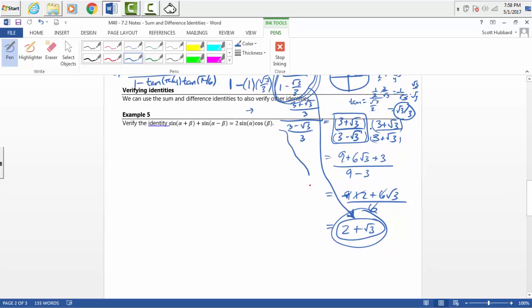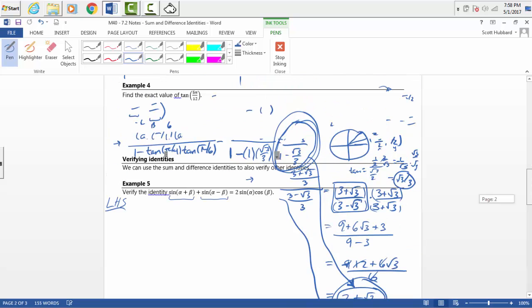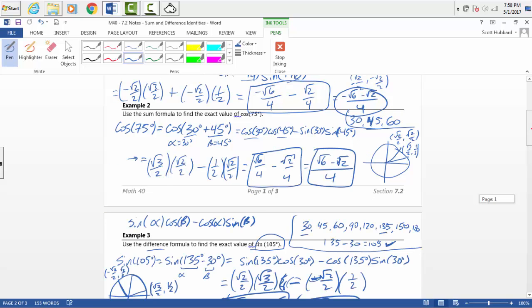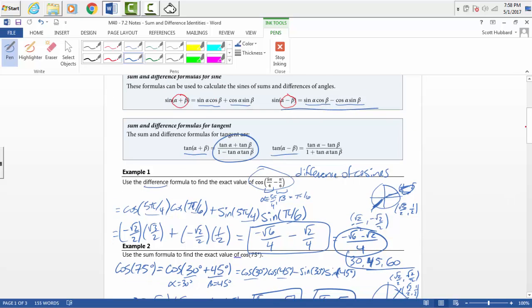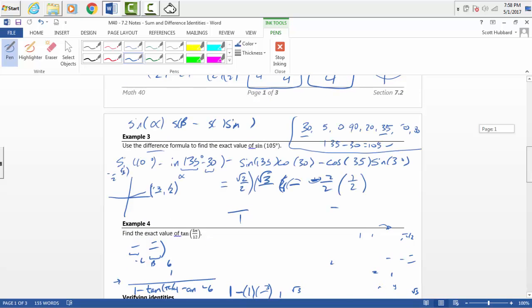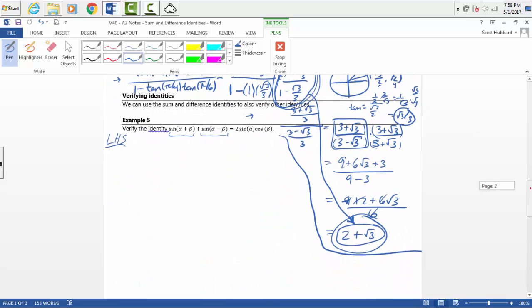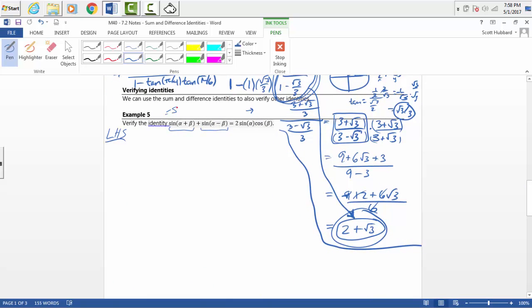Okay, so hopefully I have enough room here to finish this out. But let's verify this identity: sine of alpha plus beta plus sine of alpha minus beta equals 2 sine alpha cosine beta. I'm definitely going to start on the left-hand side. It's the more complicated side. And it looks like I can use the addition formula and the subtraction formula. So I'm going to need those. Hopefully my computer doesn't crash. Sine of alpha plus beta is sine alpha cosine beta plus cosine alpha sine beta.